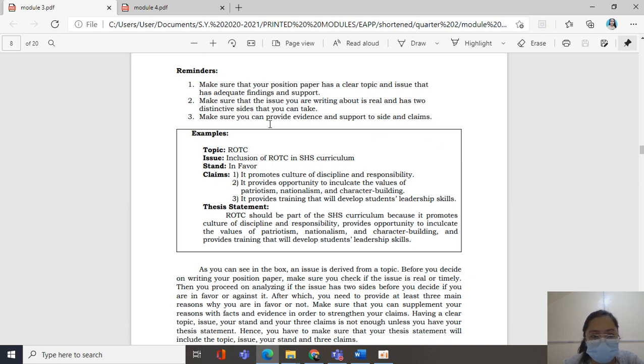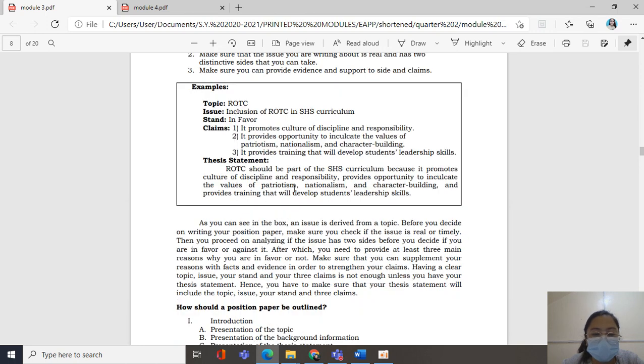So here is a given example. The topic is about ROTC. I don't know if you're familiar with ROTC, but that has something to do with military training, Reserve Officer Training Corps. And the issue here is the inclusion of ROTC in the senior high school curriculum. Whether or not we will include ROTC in our curriculum for senior high school. And you, as a writer, you agree or you are in favor of the inclusion of ROTC in the senior high school curriculum.